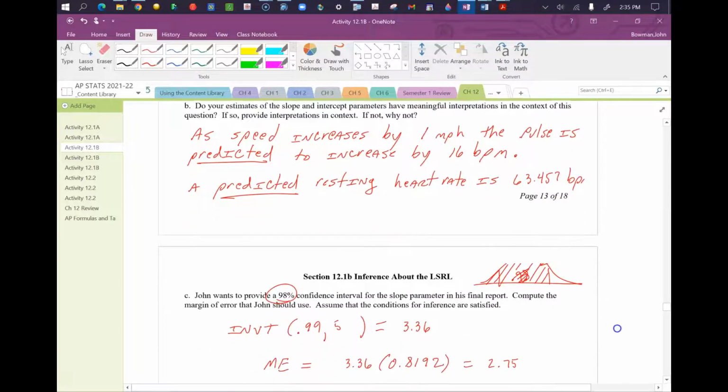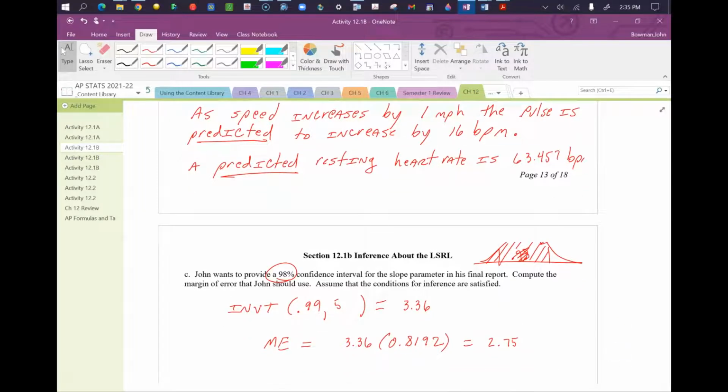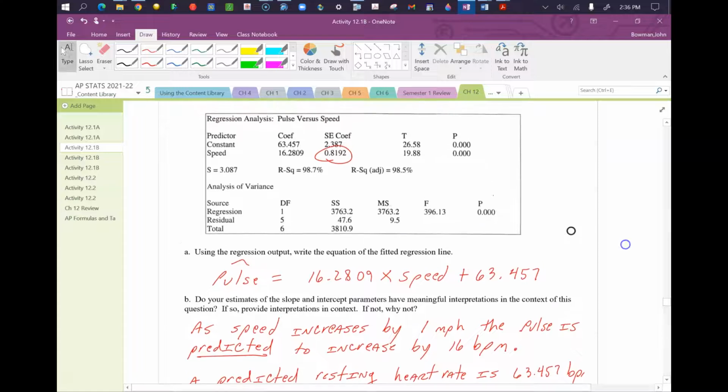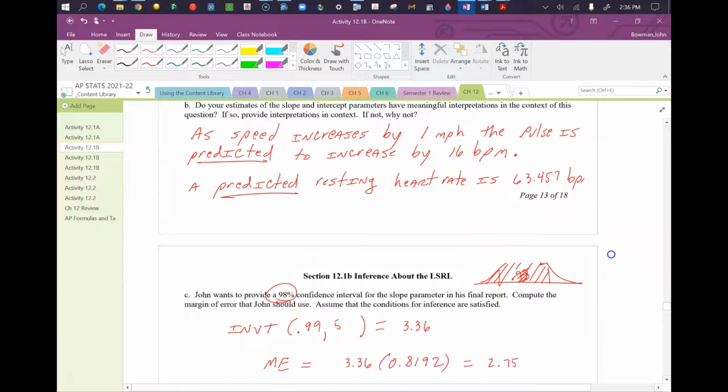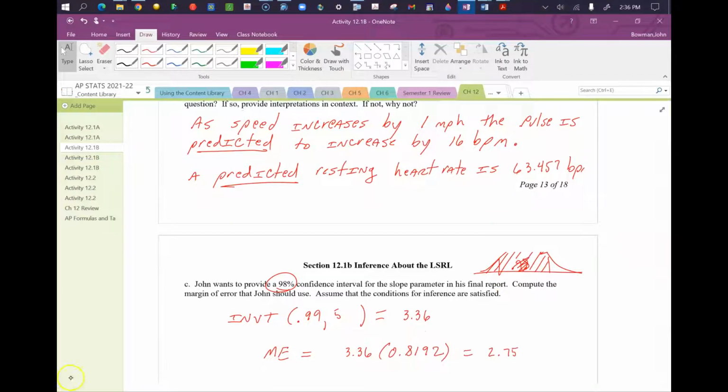And then finally, the last part, if you're going to do a 98% confidence interval, use the inverse t function or look up the t critical value on the t-table. And use 5 degrees of freedom, and you would get a critical value of 3.36. So to calculate the margin of error, you would take the critical value times the standard error. The standard error is 0.8192, and you can get that from the computer output. You see I have it circled there. And that's all you have to do for that problem.